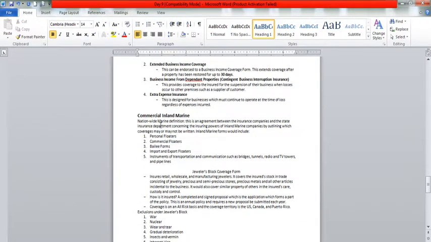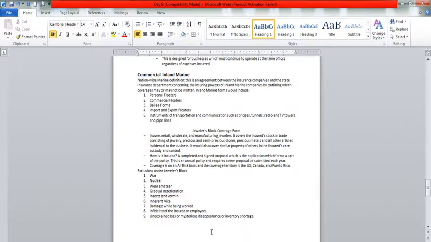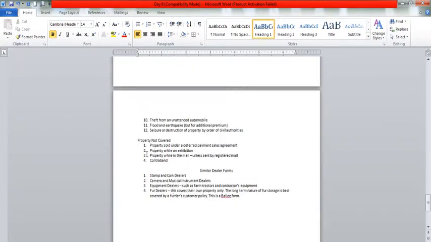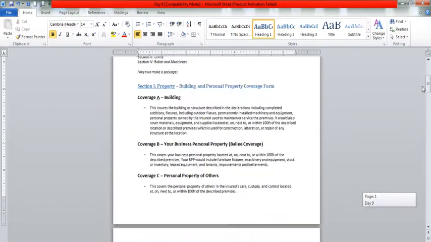Commercial inland marine. Now, the nationwide marine definition. This is the agreement between the insurance companies and the state insurance department concerning the insuring powers of inland marine companies by outlining which coverage may or may not be written. Inland marine forms would include all this. Jewelers block coverage form insures retailers and wholesalers. Basically, if you're planning to have a jewelry shop or you do some jewelry-related business, you want this. These are some of the exclusions, meaning they're not covered. Again, property not covered, and similar dealers forms. This is just a sample of the insurance coverages.